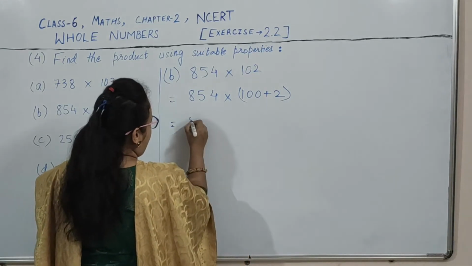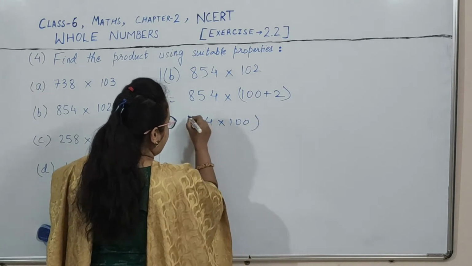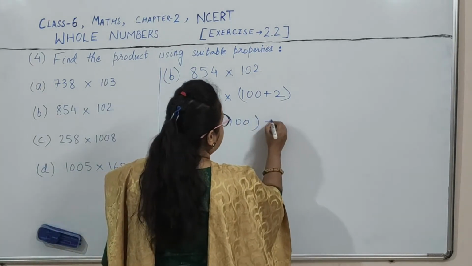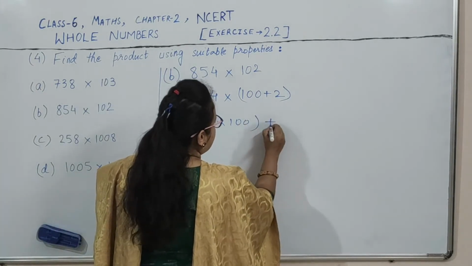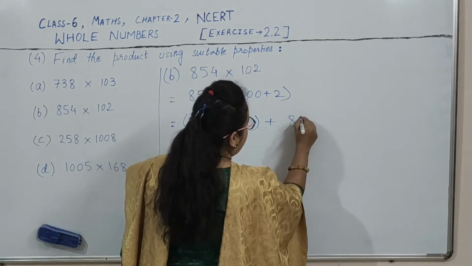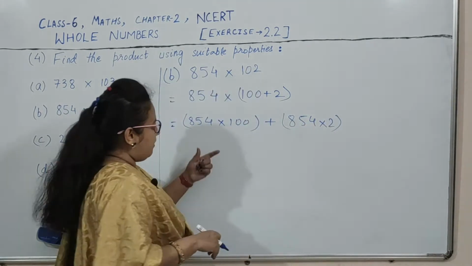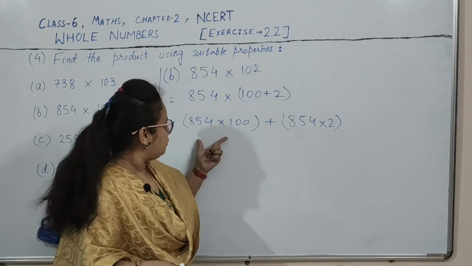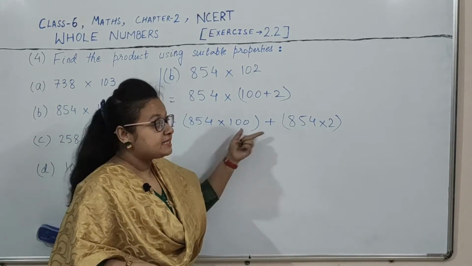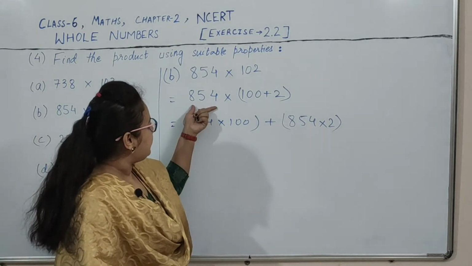So what we will do now? 854 into 100, we have taken it in a bracket, and then a plus sign is there, so we'll give a plus sign. This 854 will be multiplied to 2: 854 into 2. Which property have we made use of? We have made use of the distributive property. Why? Because we distributed this multiplication.